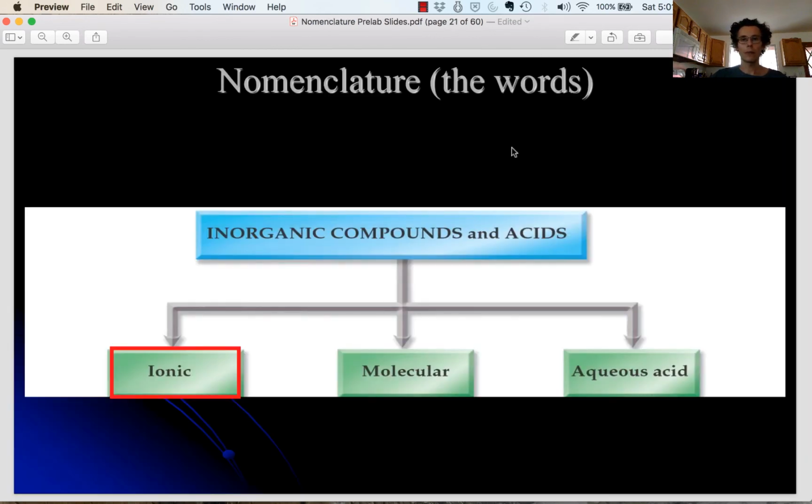All right, we're going to go ahead and work on naming these individual compounds now. So sit tight for that.